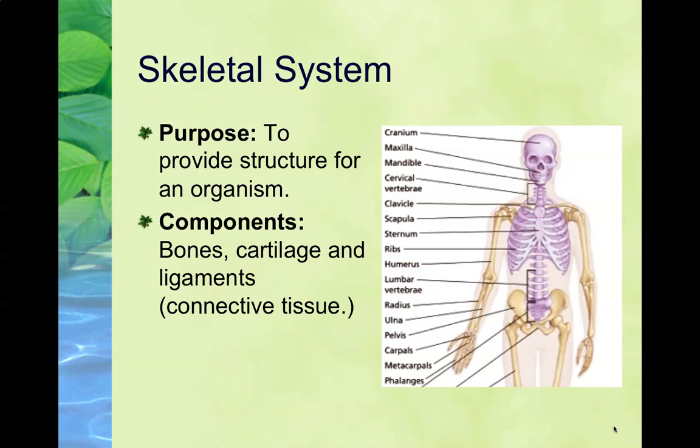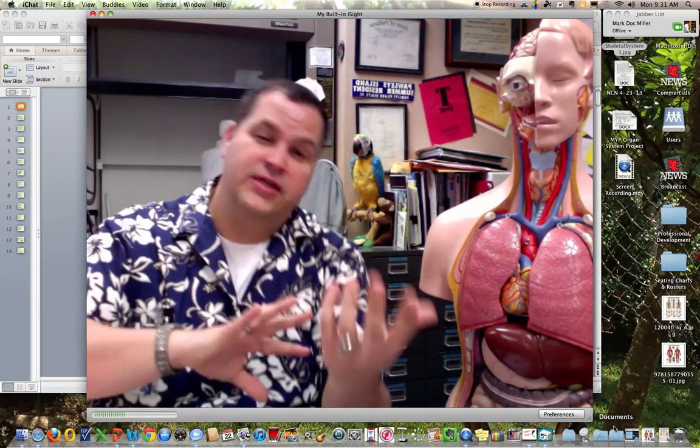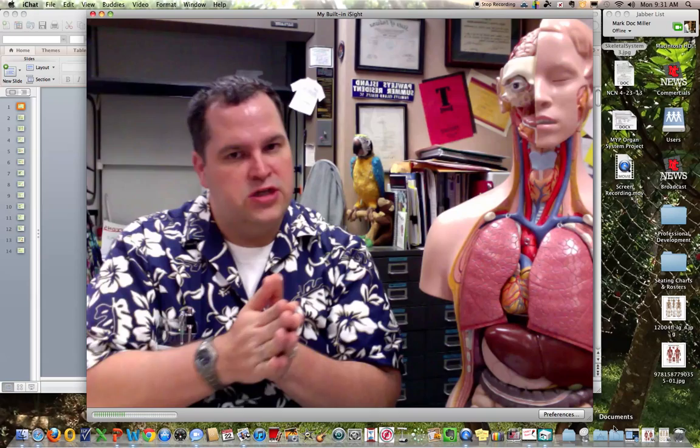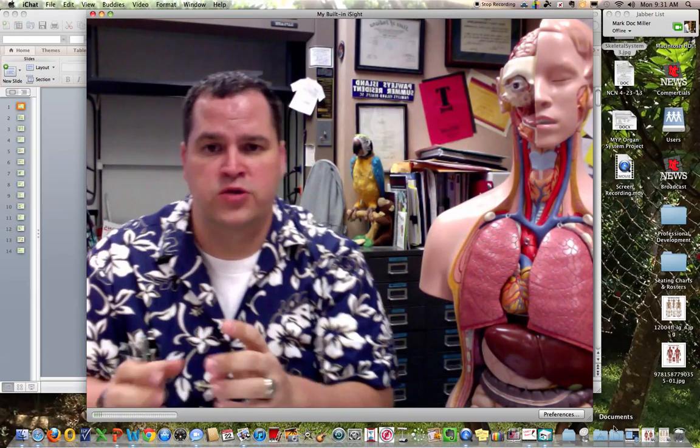Ligaments are the connective tissue that connect bone to bone. That's important because sometimes we think, oh, well, I have a tendon or a ligament. A ligament's specific job is to hold the bones together, bone to bone. And that's what a ligament does.